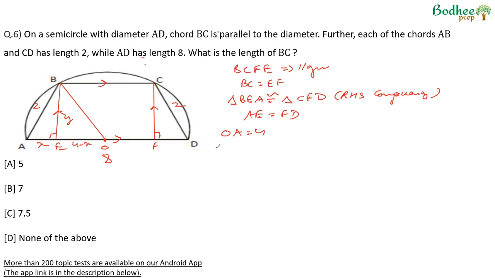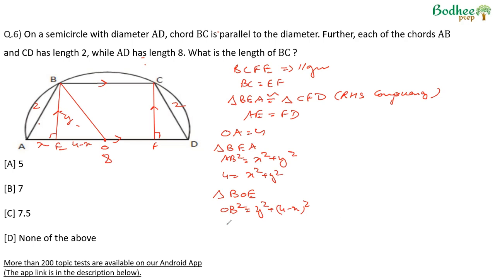Now we have two right angle triangles, triangle BEA, where we can write AB square by Pythagoras theorem is x square plus y square, which means 2 square, which is 4, is equal to x square plus y square. Second, in triangle BOE, we can write OB square, which is the radius, will be equal to y square plus 4 minus x whole square. In this triangle and this triangle, I'm applying Pythagoras theorem.